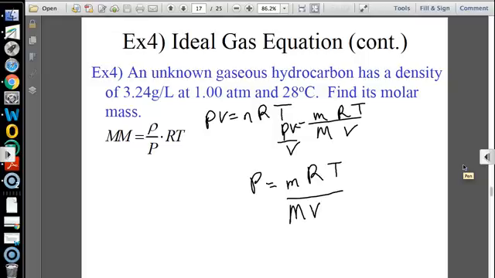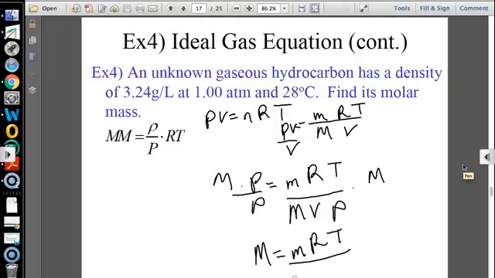And I'm solving for molar mass. That's this capital M right here. Mathematically, I can just switch these, but I'm going to multiply both sides by M, and then I'm going to divide both sides by P. So you end up with molar mass equals m, and then RT over VP. I know I lost you there. You just rearrange the formula.